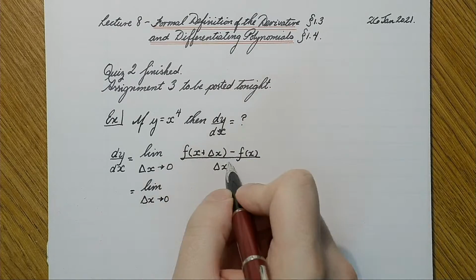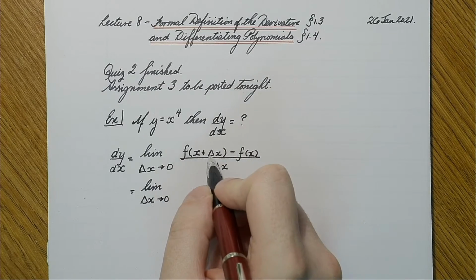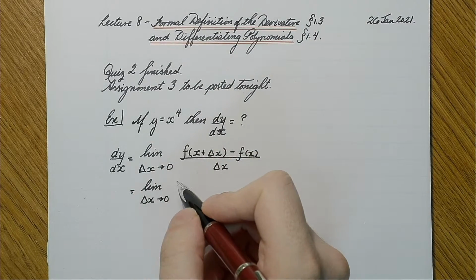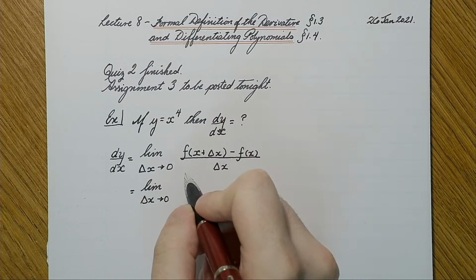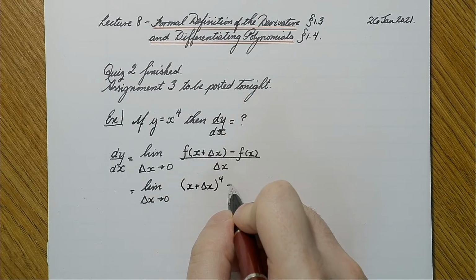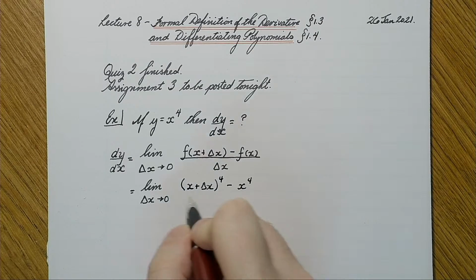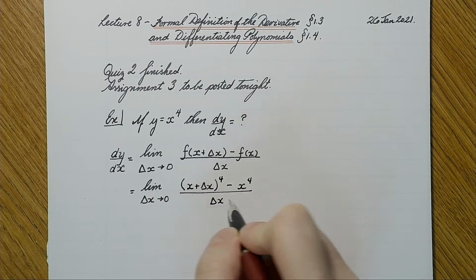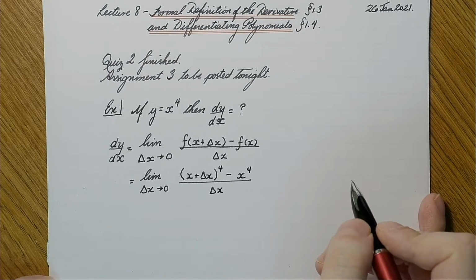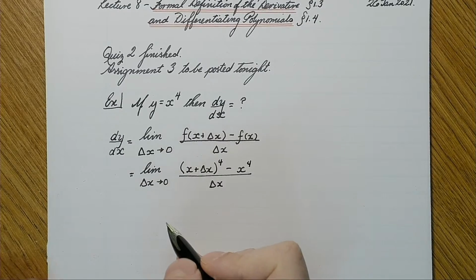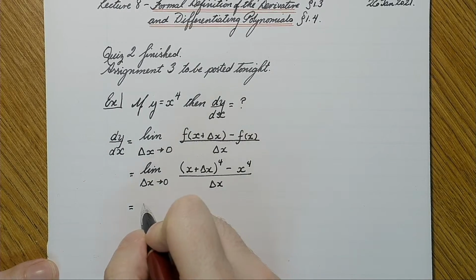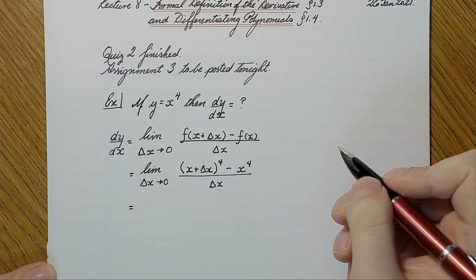Okay, so now we need to substitute in the x plus delta x for this. So this is my function. So it's got to be x plus delta x to the fourth minus x to the fourth, all divided by delta x. So now I need to expand this out.